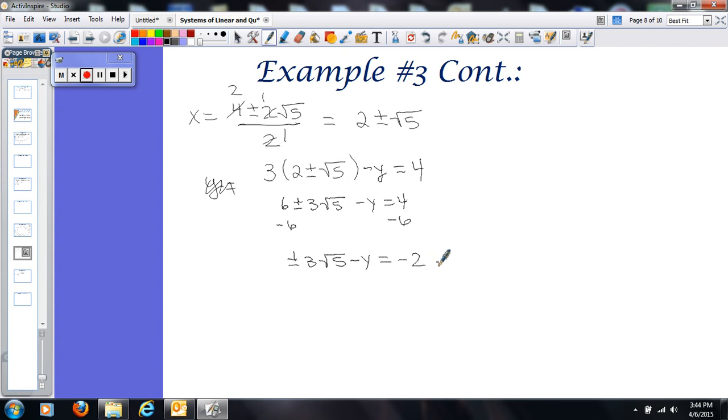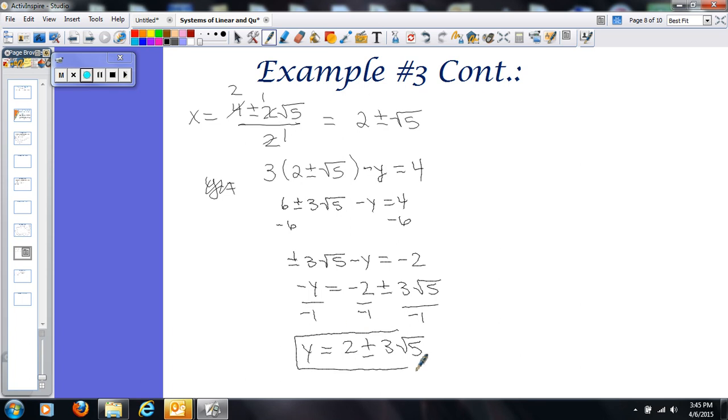You get plus or minus 3 square root of 5 minus y equals negative 2, excuse me. You're going to add and subtract this. So it's going to give you negative y equals negative 2 plus or minus 3 square root of 5. Divide by negative 1, and you're going to get y equals 2 plus or minus 3 square root of 5. And this would be your y value. And then you could go ahead and plug it in from there and double check your answer.